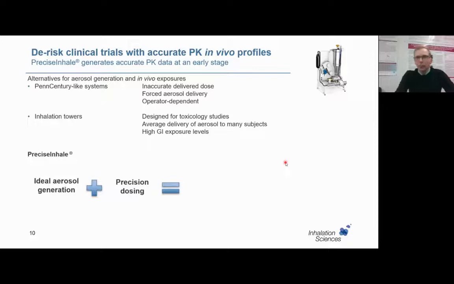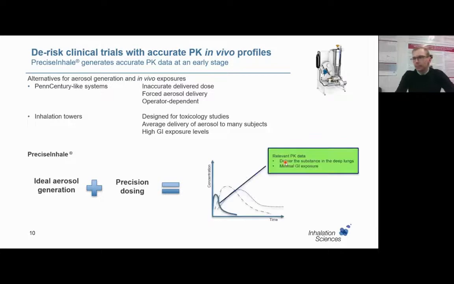With the PreciseInhale, we offer ideal aerosol generation, the deagglomeration of the aerosol. We provide the precision dosing, and that gives us relevant PK data. So we can deliver the substance into the deep lungs. We have minimal gastrointestinal exposure, and we get curves more illustrating what will happen in the clinic. This was shown in an article where Penn-Century was compared to PreciseInhale head-to-head. It was shown that the majority of the aerosol with that system was delivered to the trachea region, and thus gastrointestinal exposure was a consequence. That also skewed the PK data. So with this system, you get PK data from lung exposure.